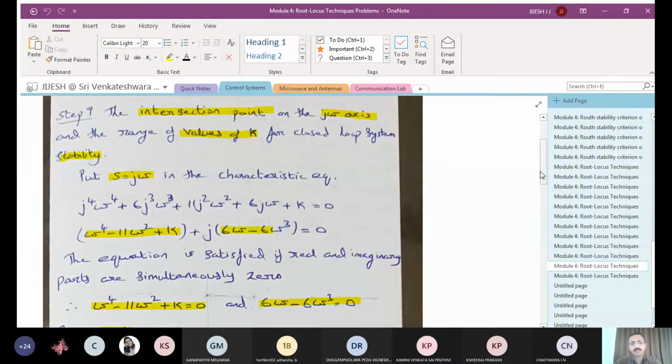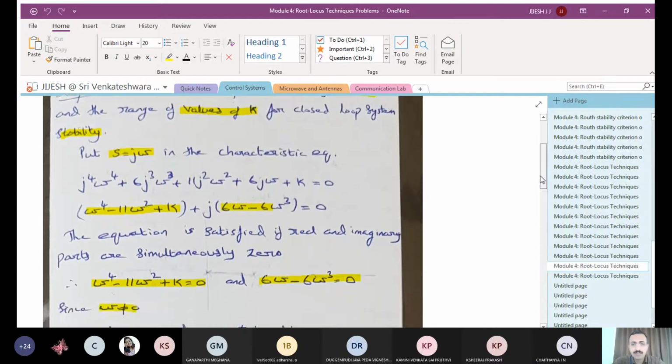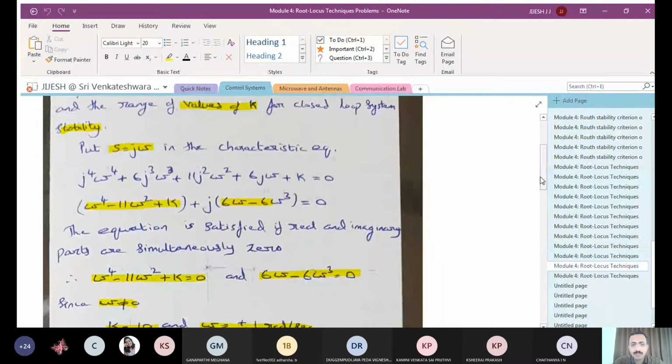So you can make a note of these things. Have you all completed till here? Yes, sir. Okay. So we get k is equal to 10 and omega is equal to plus or minus 1 radian per second.